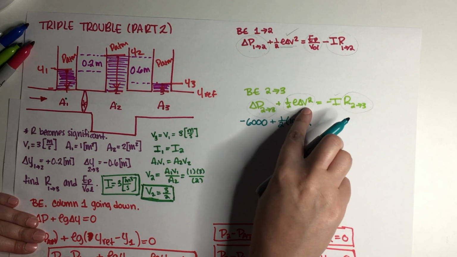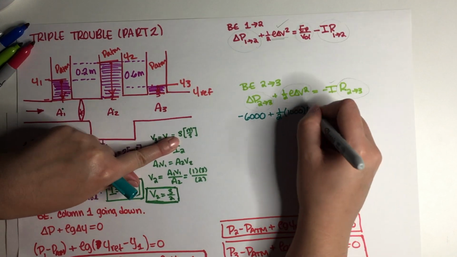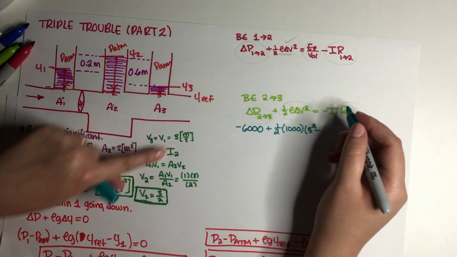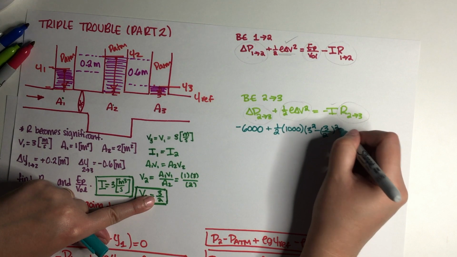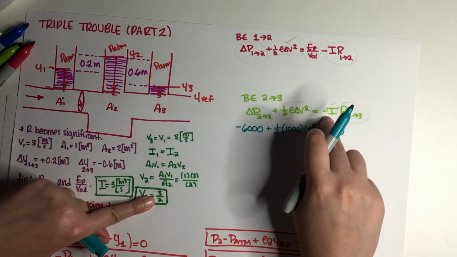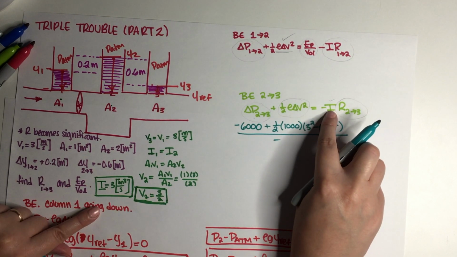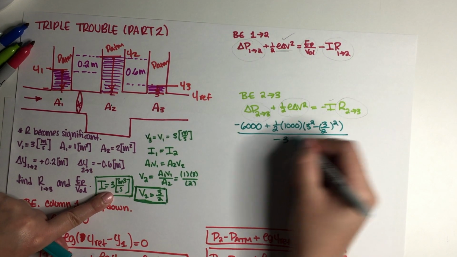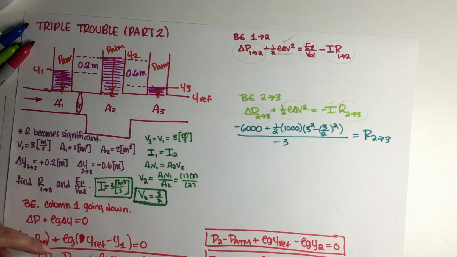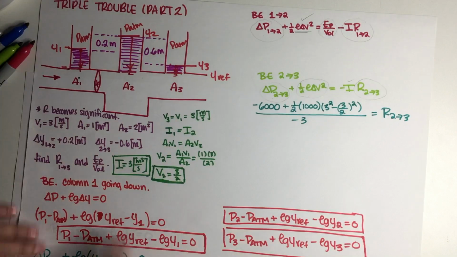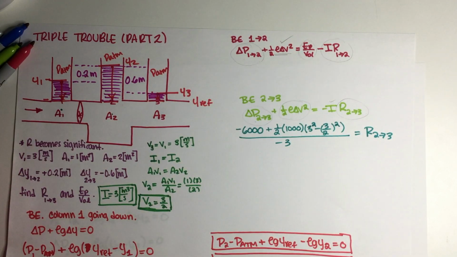This is 1/2 of 1,000. This velocity came from doing 2 to 3, so it's 3 minus 2. That means 3 squared minus 3/2 squared. And then I have to divide by negative 3. And this is going to be equal to r from 2 to 3. So now I can actually put something on a calculator thanks to my auxiliary equations. So let me just go ahead and do that right now.